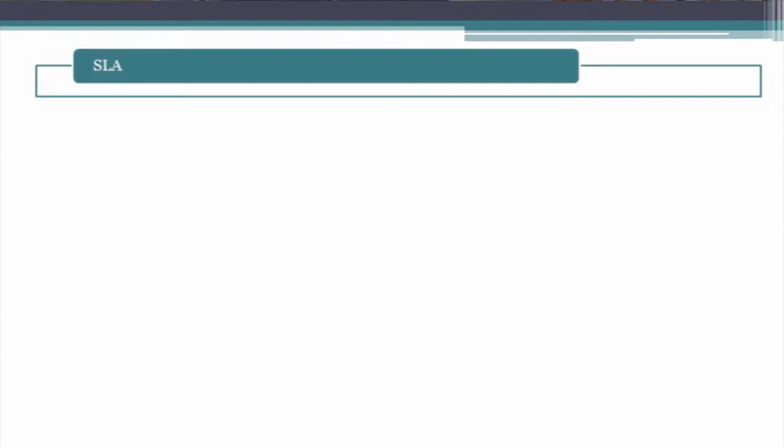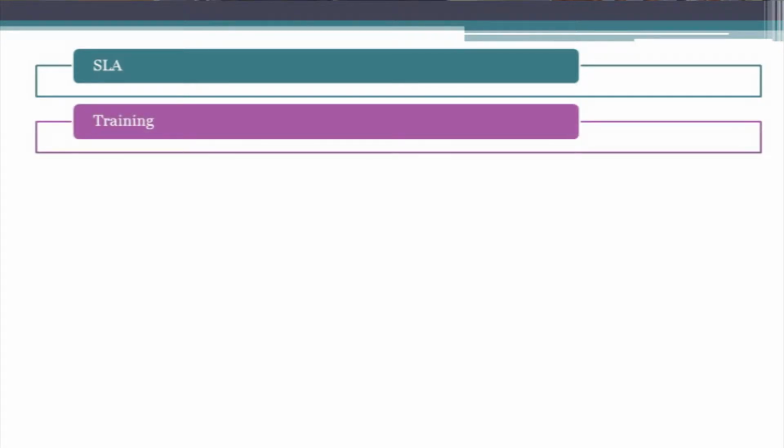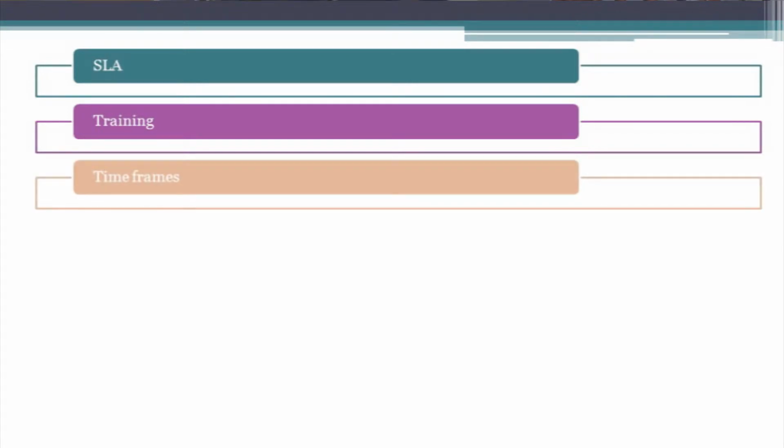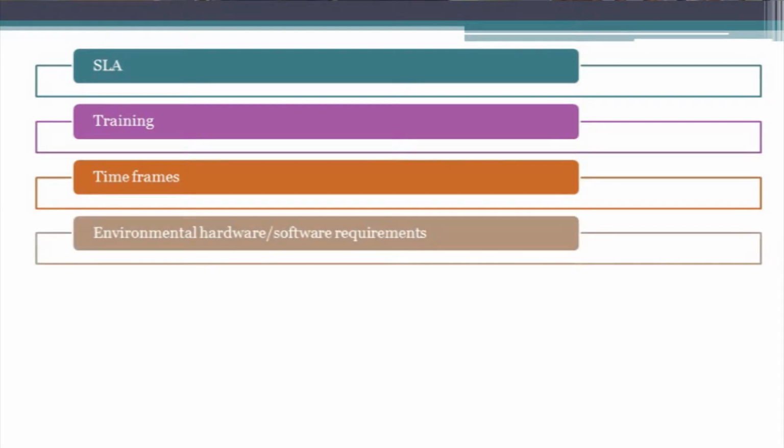Some of the other things that you want to look for in the RFP responses include looking at the vendor's SLA. What are their training requirements? What kind of training are they going to provide? What are the time frames for implementation, for training, and for deployment? Other areas also include what kind of environmental, hardware and software requirements are necessary for them to be able to provide the right information and the applications.